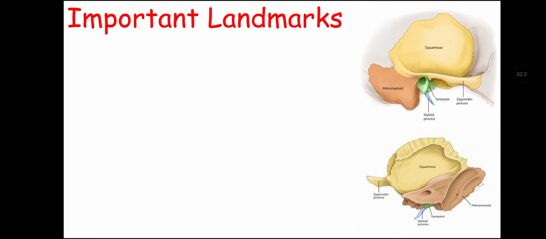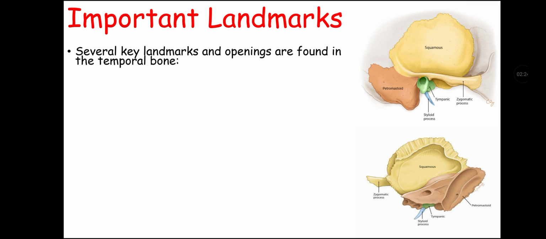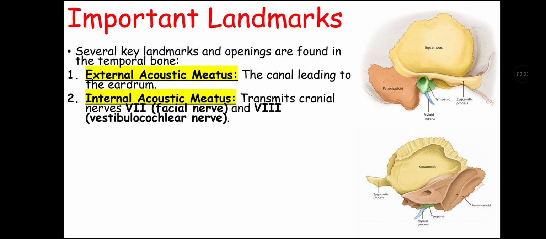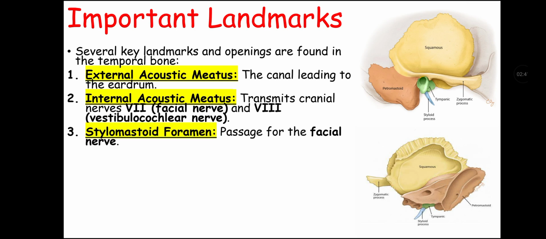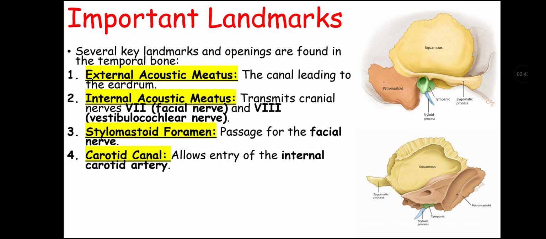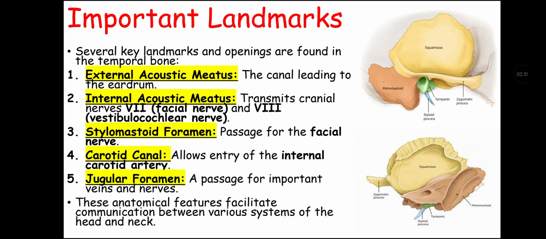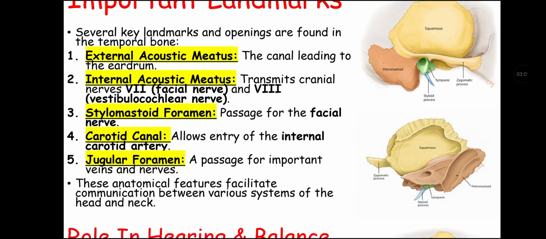Now let's talk about important landmarks of temporal bone. Several key landmarks and openings are found in the temporal bone, and they include external acoustic meatus, that is the canal leading to the eardrum. Internal acoustic meatus that transmit cranial nerve number 7, that is facial nerve, and cranial nerve number 8, that is vestibulocochlear nerve. It has stylomastoid foramen, that is passage for facial nerve. It has carotid canal that allow passage or entry of internal carotid artery, and it has jugular foramen, that is passage for important veins and nerve. And these anatomical features facilitate communication between various systems of head and neck.